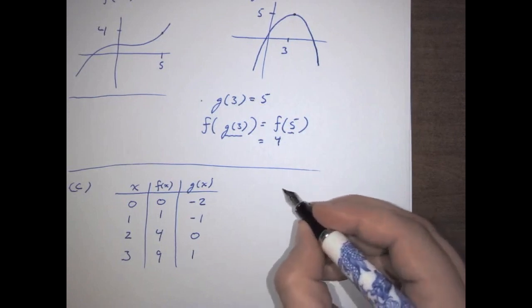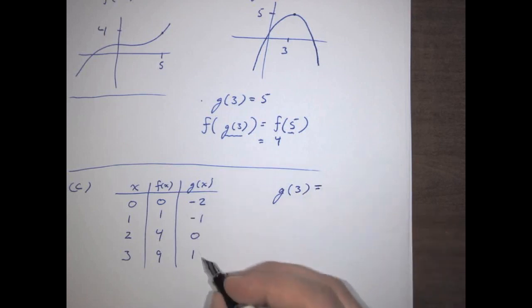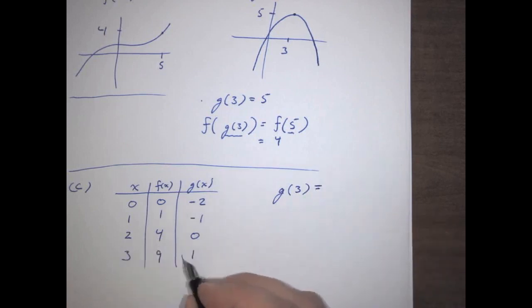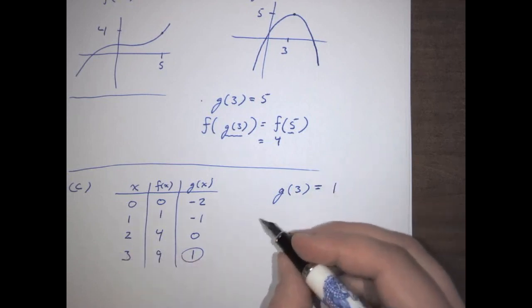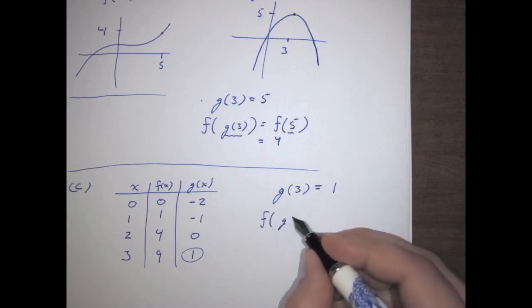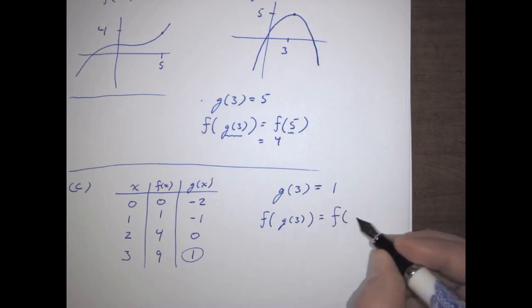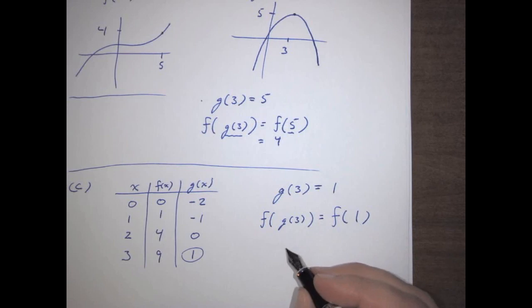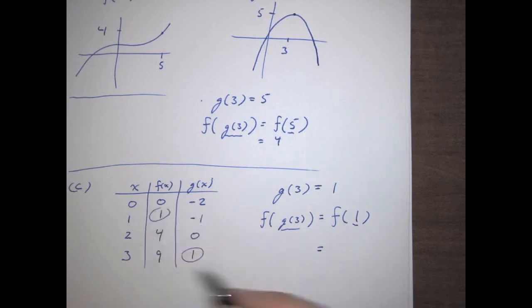So first off, we are still looking for g of 3, and so that's where we start by looking at that one, and that's equal to 1. And then the question is, what is f of g of 3? Which, as we just said, is the same as f of 1. Well, f of 1, that is equal to 1.